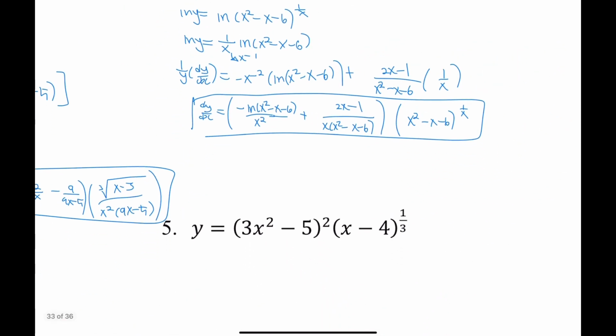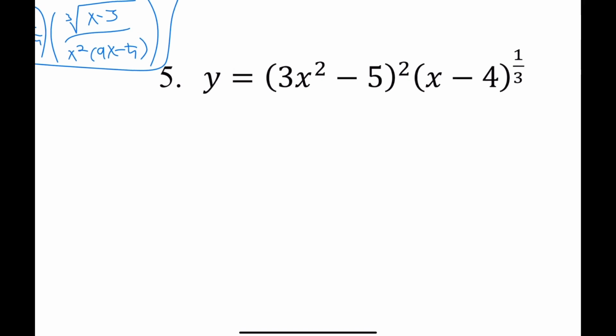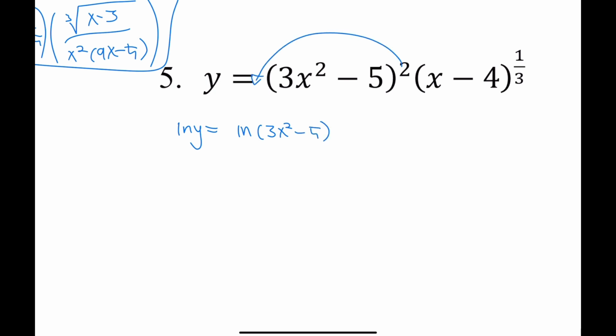Alright, so this will be our answer, and then number 5 is a little bit interesting too. ln y now equals ln of (3x minus 5) squared, but then we're going to put the 2 in front of the ln, because it's an exponent. If you don't know what I'm talking about, make sure to go back to some logarithmic rules. You should have learned that before. And then 2 ln (3x minus 5), and then plus, because it's a product, plus 1/3 ln (x minus 4).